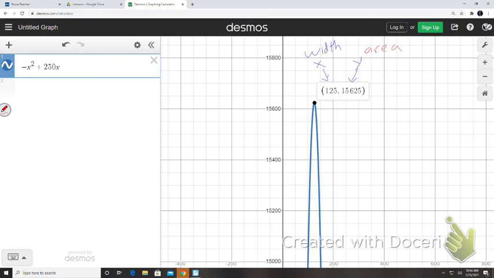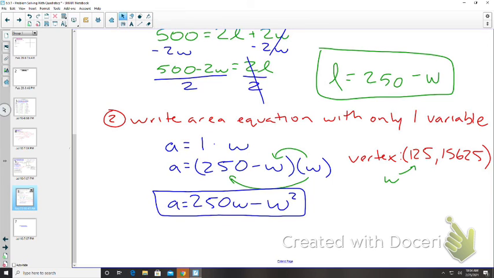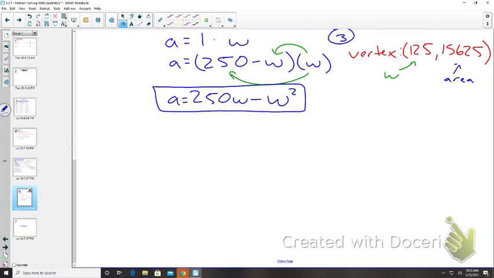Okay, so I'm just gonna jump back here. So our vertex was 125 and 15625. So this is our width, and this here is our area. Okay, so that was step 3, graphing and finding the vertex. And what is last but not least? Find the length. Perfect, find the length.